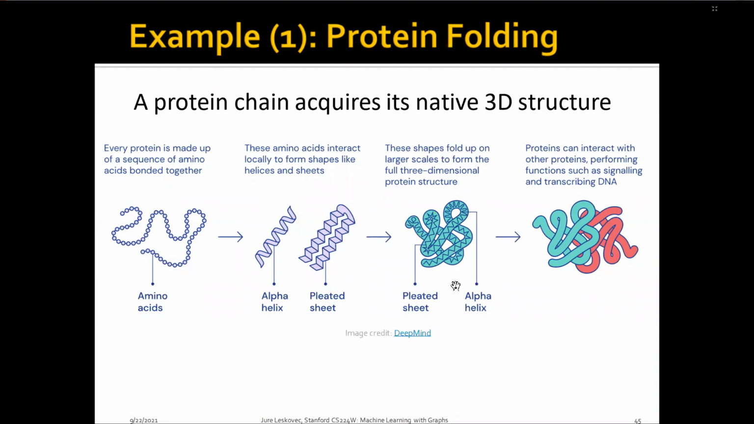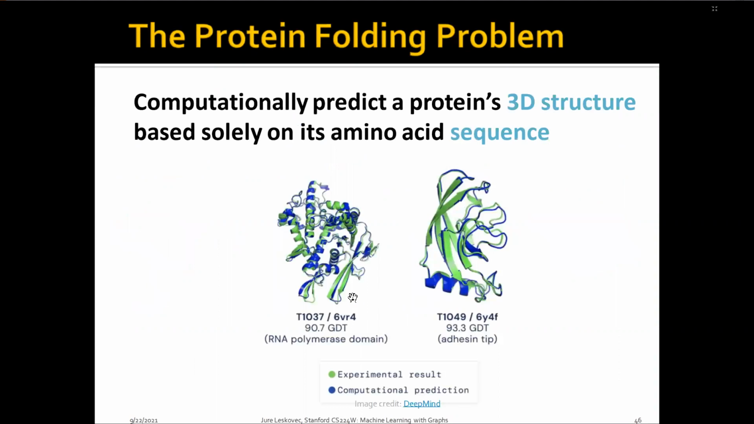And since proteins are essential for life, right, that's why this task is really important, because understanding the structure of proteins is crucial for drug discovery, to understand disease and all the other important questions to answer. Right. So here are just some results from, I think, AlphaFold, right? So it computationally predicts a protein's 3D structure based on the amino acid sequence, right?